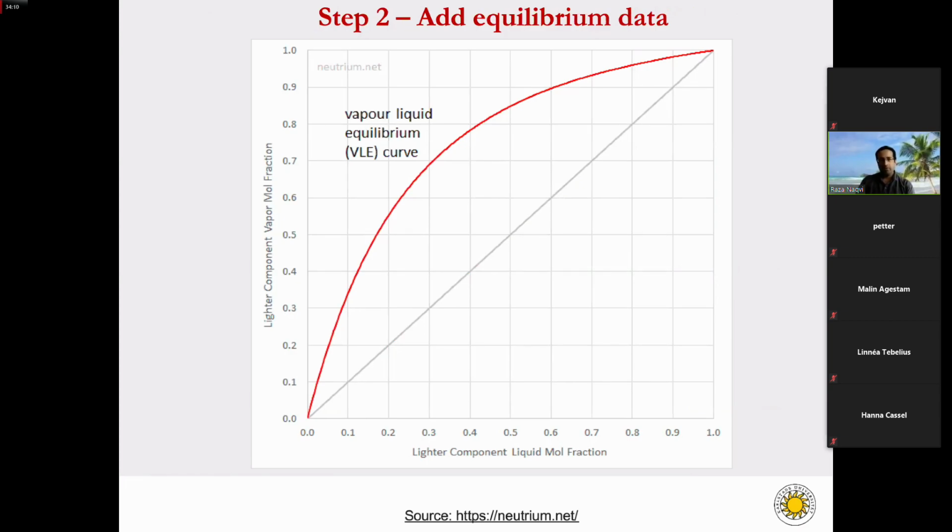Normally we are given the equilibrium data, so we will have the values of x and the values of y. When we know the values of x and y, we put our points in this graph, and then we can make a consistent equilibrium curve, right? So normally this vapor liquid equilibrium curve will be given to you for a certain binary mixture.